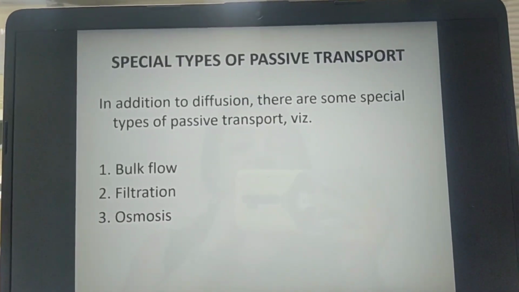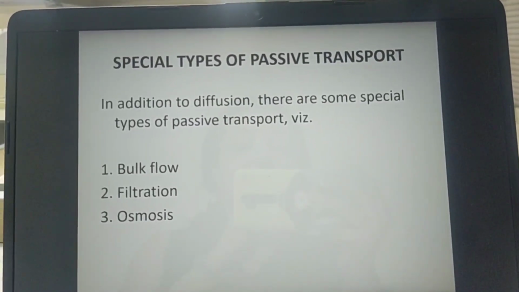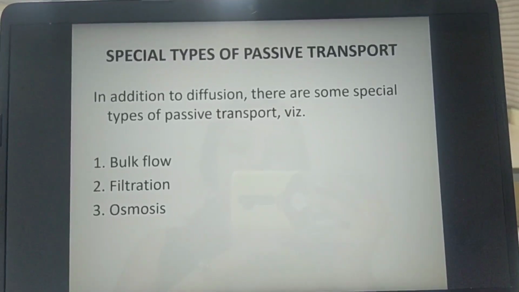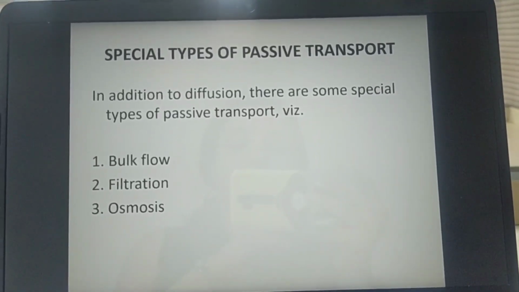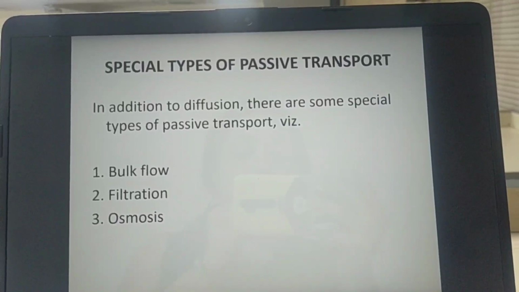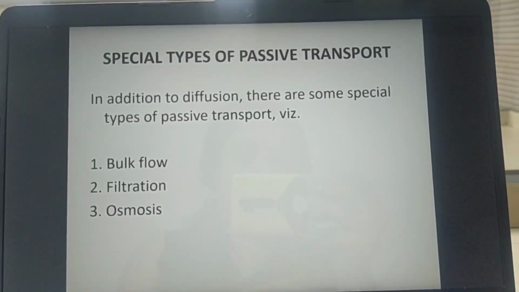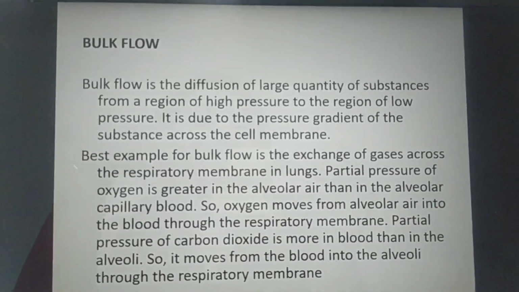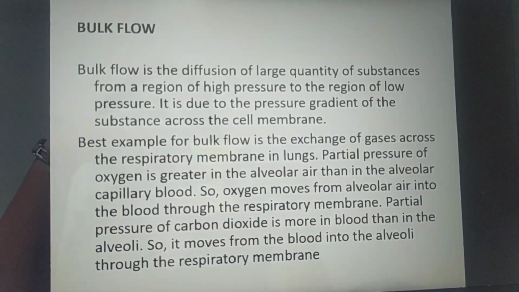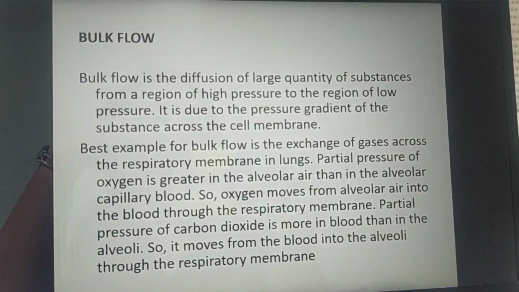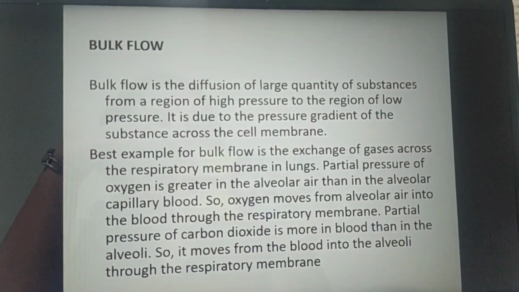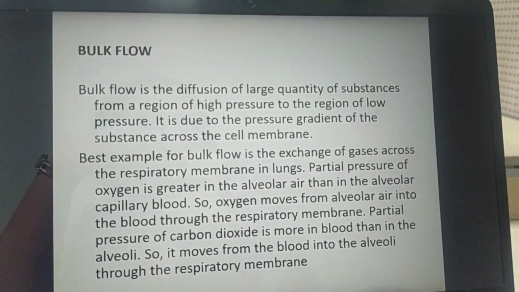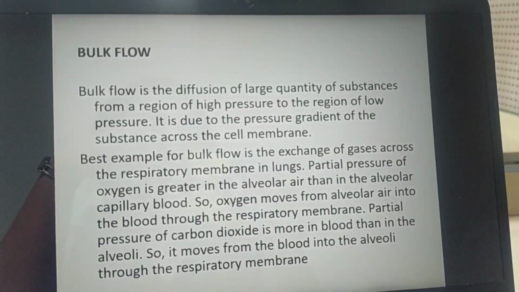Now there are different terms which are called the special types of passive transport. In addition to diffusion, there are some special types of passive transport which are bulk flow, filtration and osmosis. First we'll see what bulk flow is. Bulk flow is diffusion of large quantity of substances from a region of high pressure to the region of low pressure. It is due to the pressure gradient of the substance across the cell membrane.